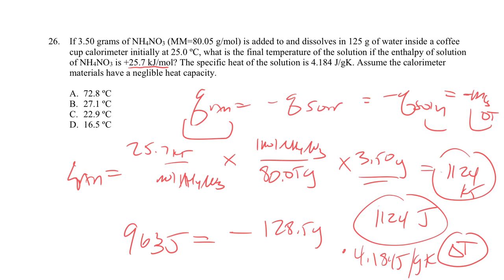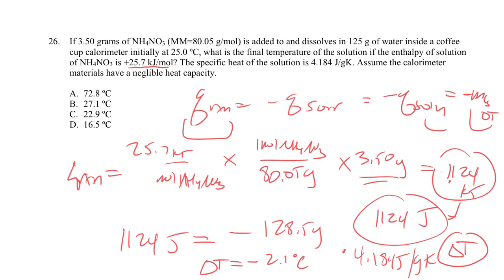Okay, so then we do this math. So 1.124 kJ, 1,124 joules. Then divide this by negative 128.5, divide by 4.184. That gives me a delta T of negative 2.1 degrees C or 2.1 Kelvin. So the delta T in degrees C and Kelvin are the same unit. So we're going down by 2.1 degrees C.